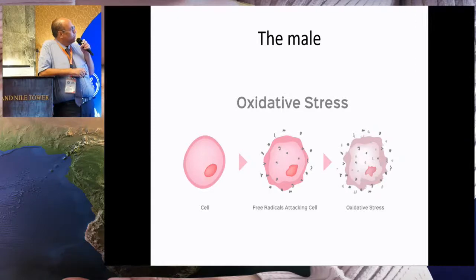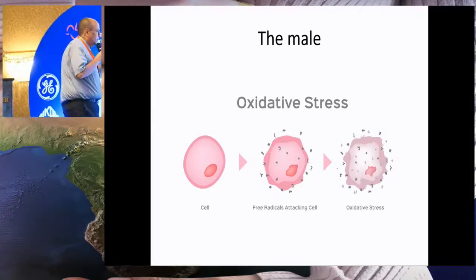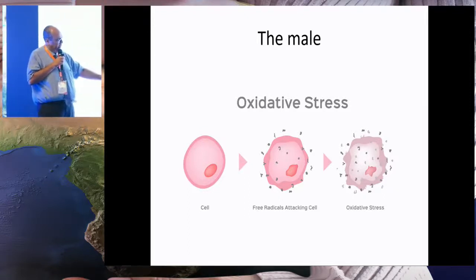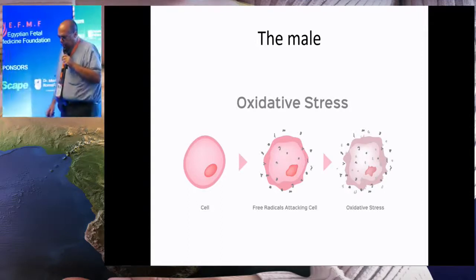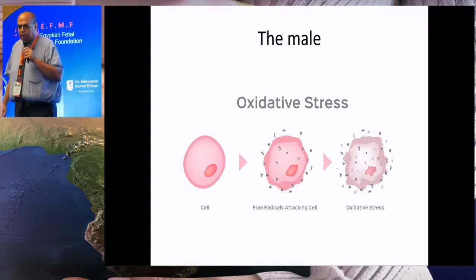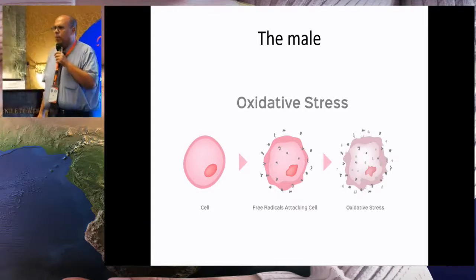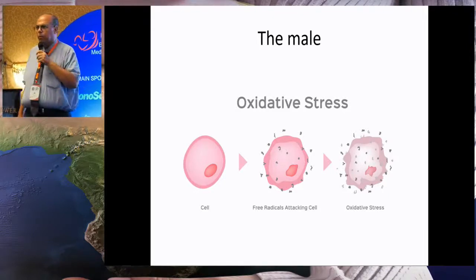Alright, now if we have oxidative stress, we have cells, then we have free radicals attacking the cells that can cause death of the cell. Now, does this happen in the male? Probably. In the female, probably. It will happen to all of us. We will all die from this eventually. Eventually, superoxide ion would kill us all.